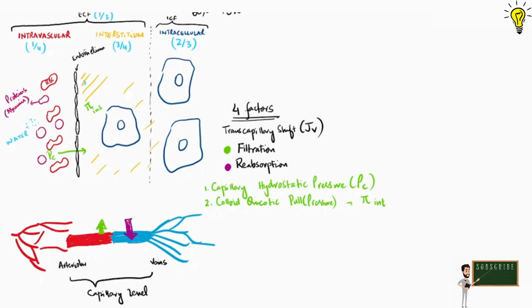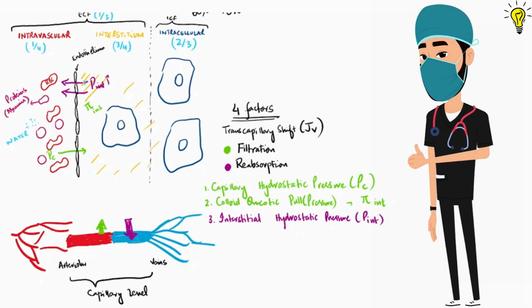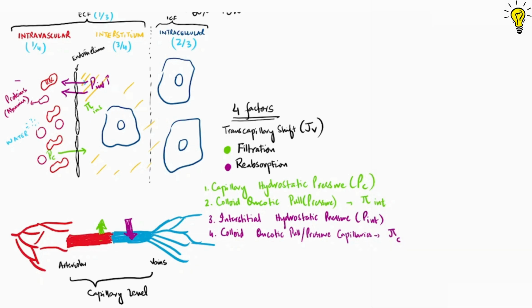The factors causing reabsorption of water into the vessel from surrounding tissue include interstitial hydrostatic pressure. Usually this pressure stays negative in the gel-like structure until the pressure becomes positive, which is called edema. Then there is capillary oncotic pressure, or pull generated by large molecules like albumin and globulin, that prevents water filtration and supports reabsorption.